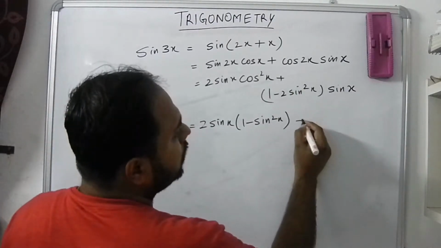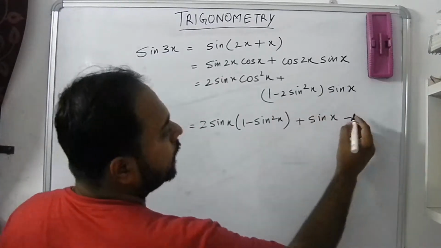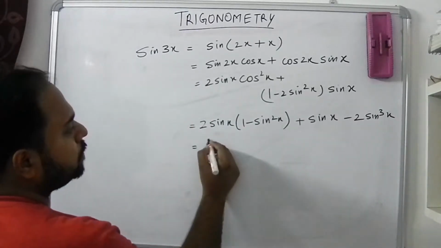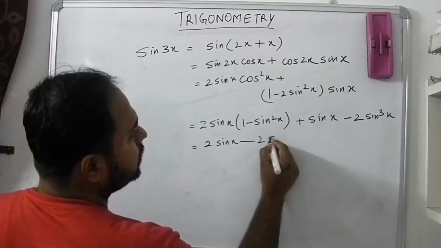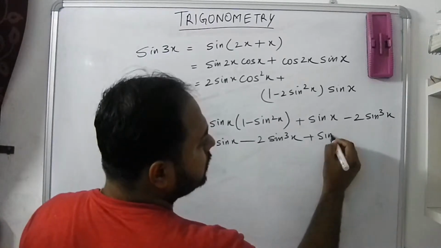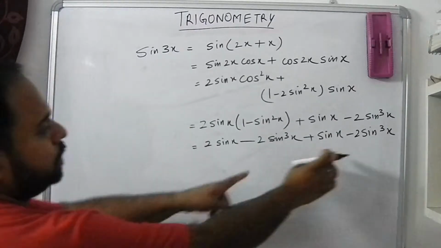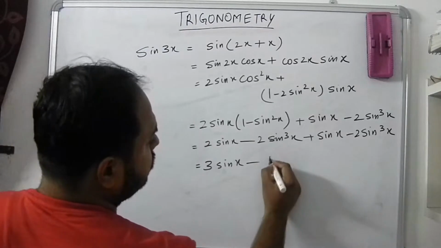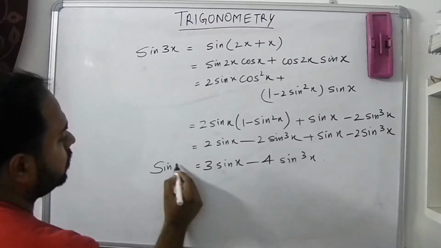Let's expand this. Plus this becomes sin x, and this becomes 2 sin cube x. Expanding, it becomes 2 sin x minus 2 sin cube x. And this again comes as sin x minus 2 sin cube x. Now it becomes 4 sin cube x, and 3 sin x. So it becomes 3 sin x minus 4 sin cube x. So that is sin 3x.